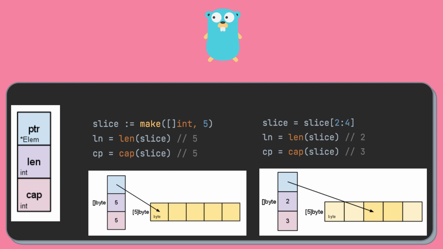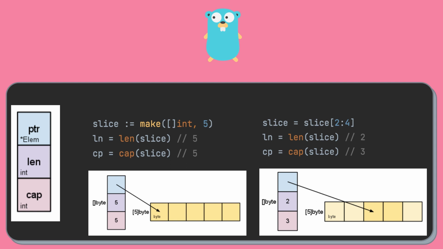PTR is a pointer pointing to the first element of the subarray. Len corresponds to the length of the subarray, which becomes the length of the slice. Cap is the length of the underlying array from the first element of the subarray, which becomes the capacity of the slice.